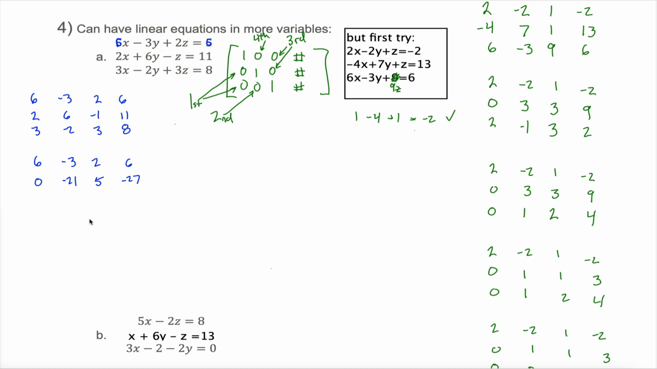Thought the numbers were going to work out nicer. I mean, these aren't the prettiest things in the world, but at least we got our 0 in this spot. What about this spot here?